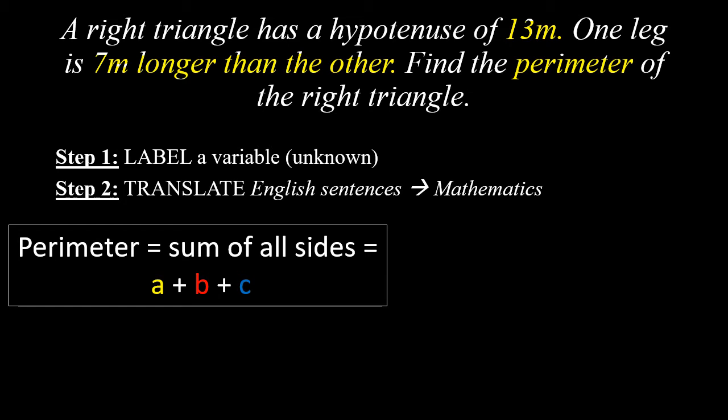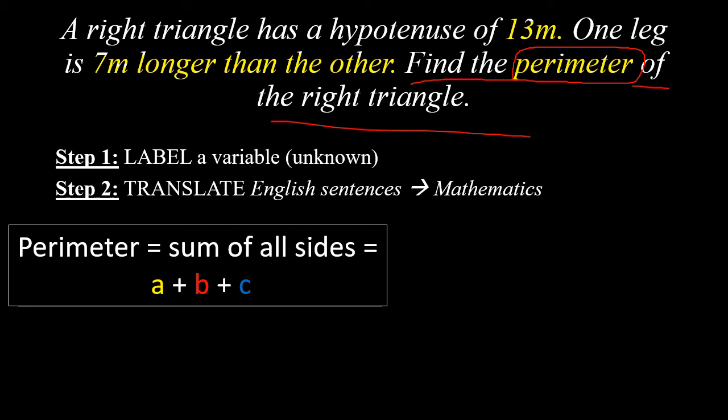A right triangle, I'm starting to picture this in my head, has a hypotenuse of 13 meters. One leg is 7 meters longer than the other. Find the perimeter of the right triangle. Now you guys, that's important, okay? Because we're being asked to find the perimeter. We're not being asked to find the lengths of the legs, though we are going to have to find those. We're being asked to find the perimeter of the right triangle. So at the end of this problem, my answer better be the perimeter, okay?